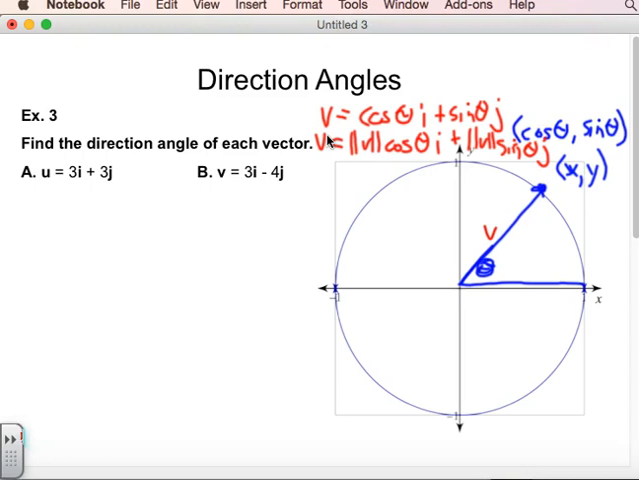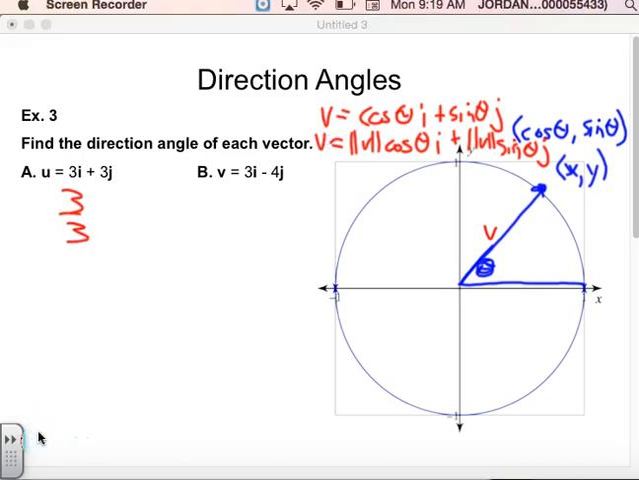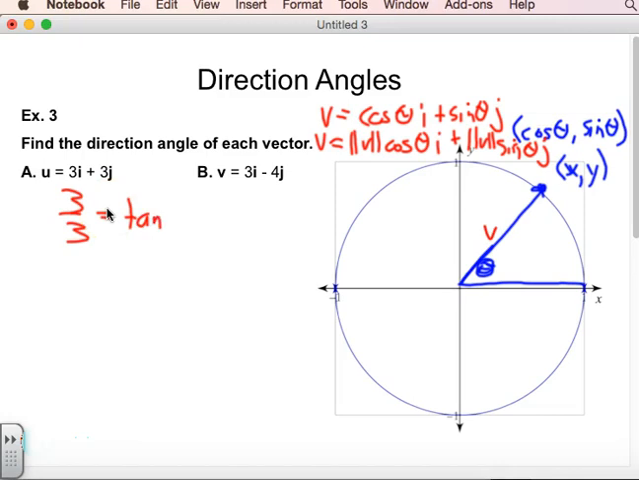Now there's a little trick to doing this. All you do is you take the number that's in front of j and you put it over the number in front of i. So in this situation it would be 3 over 3. And we say that that has to equal the tangent of theta, of whatever our angle is.